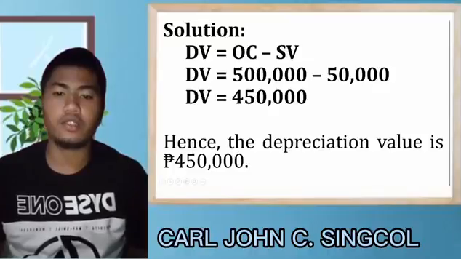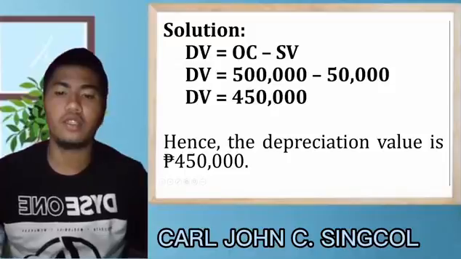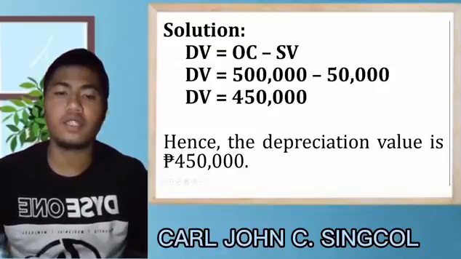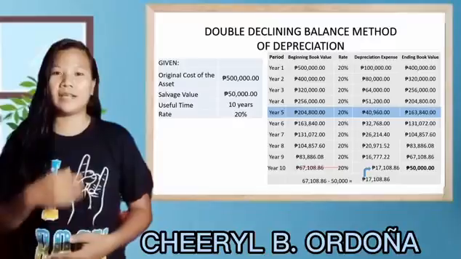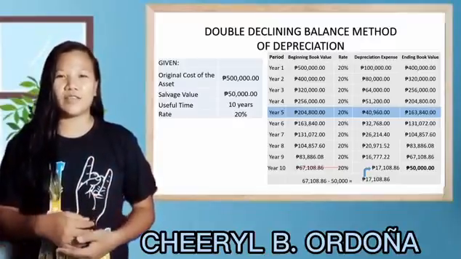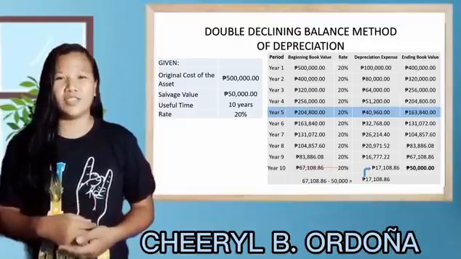The formula to calculate the depreciation value is DV is equal to original cost minus salvage value. Substitute the given values in the formula. We have DV is equal to 500,000 pesos minus 50,000 pesos. DV is equal to 450,000 pesos. Therefore, the depreciation value is equal to 450,000 pesos.